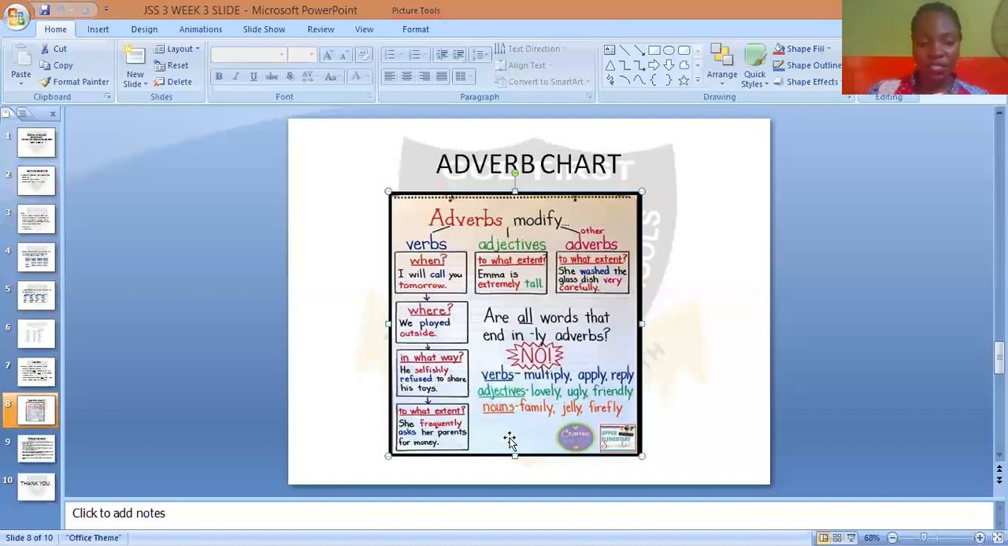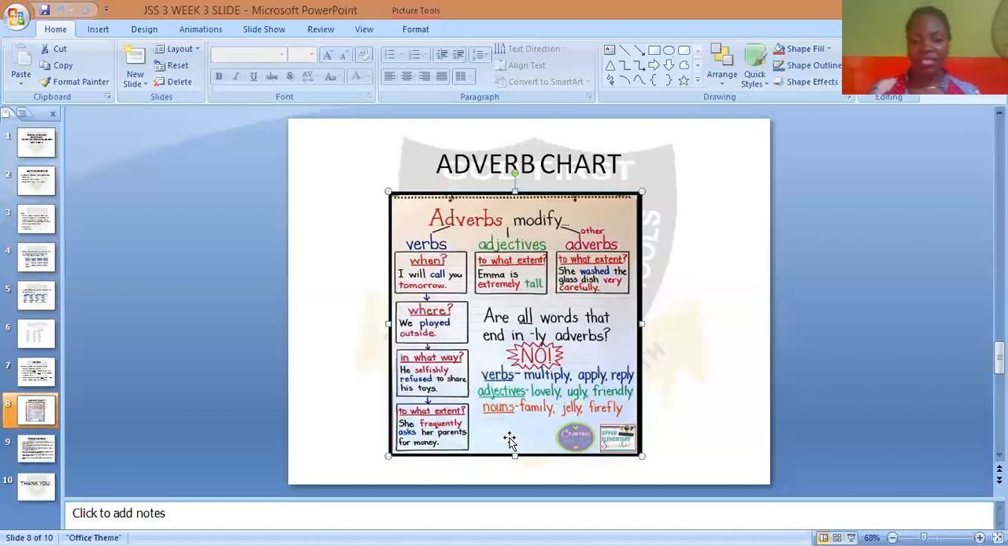To what extent? She frequently asks her parents for money. How often? This question answers how often or to what extent. So frequently in this sentence is the adverb and asks is the verb in the sentence.